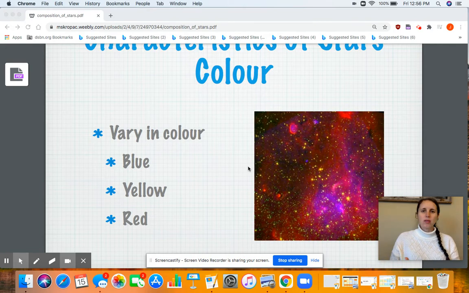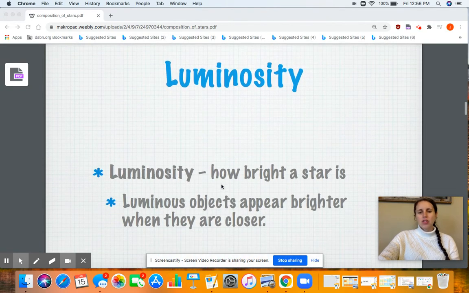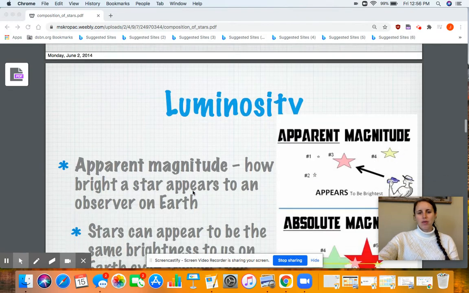When you actually get a really good picture past our atmosphere from space, you can see stars are actually these three different colors. Stars can also vary in what's called luminosity. Luminosity is how bright a star is. So luminous objects appear brighter when they are closer. So something that looks really bright in the sky is probably closer to us. Something that appears really dim in the sky is further away. So it's going to appear brighter because that light is stronger, right? Stars give off light, it looks brighter, whereas something that's far away, you can't see the light as well.